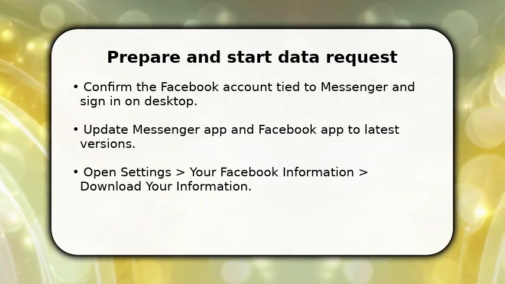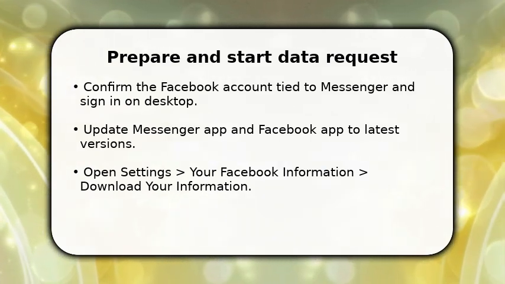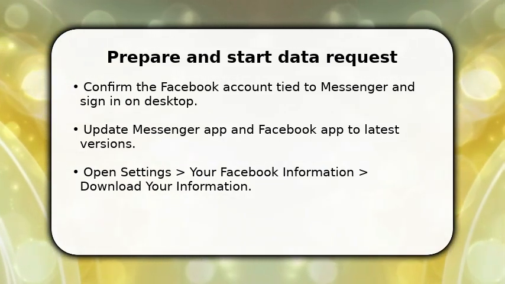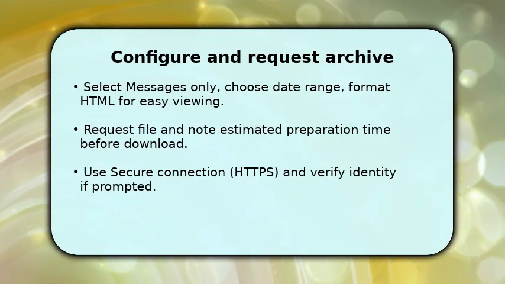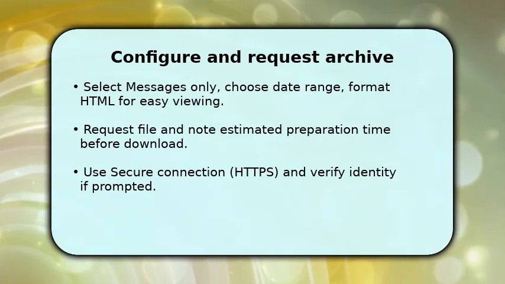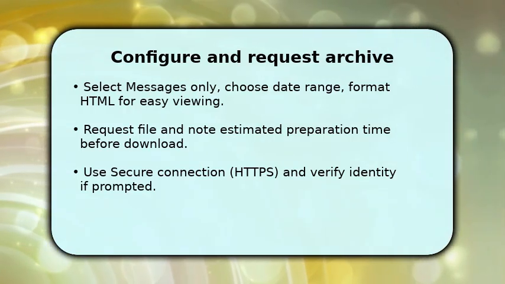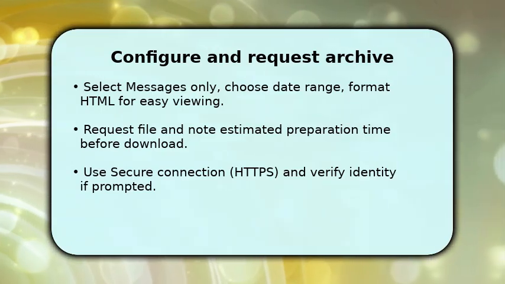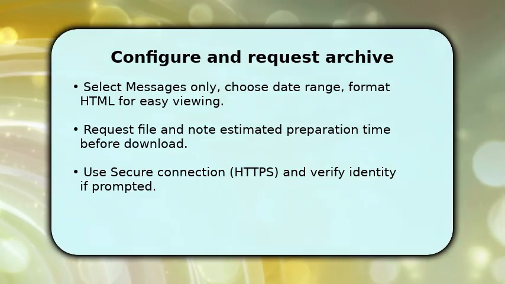Now configure the export precisely. Pick Messages Only, choose the date range covering the lost sync messages, and pick HTML for readable output. Once configured, request the file and Facebook will prepare an archive. Preparation can take minutes to hours depending on message volume, so be patient.